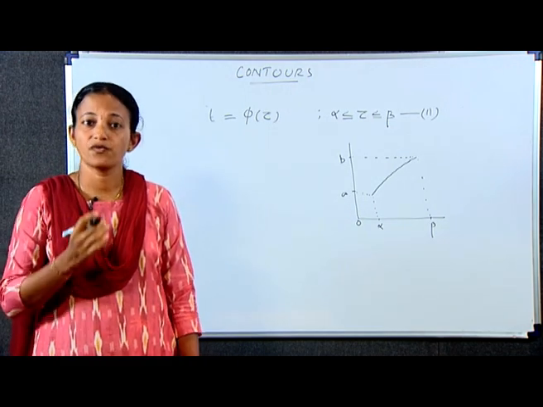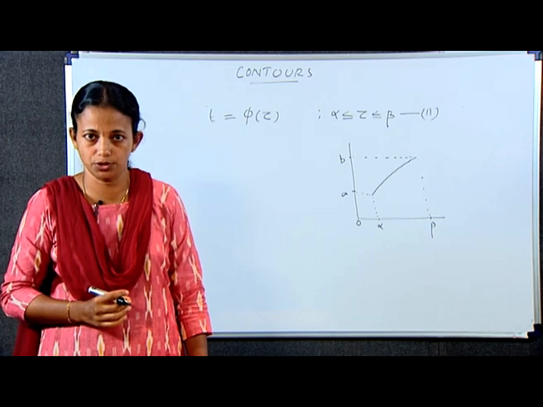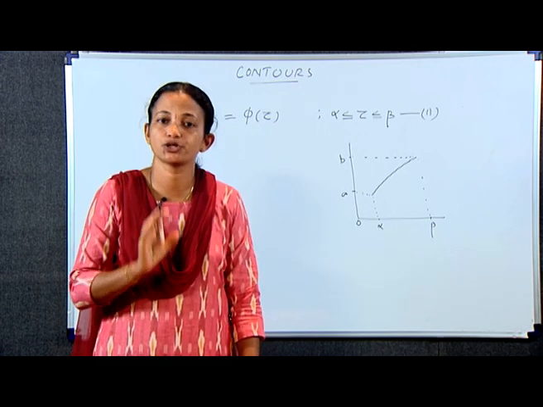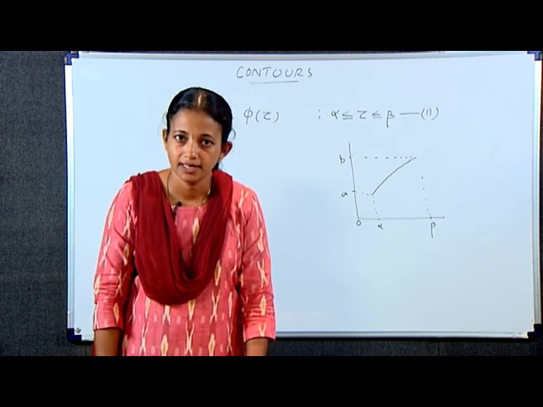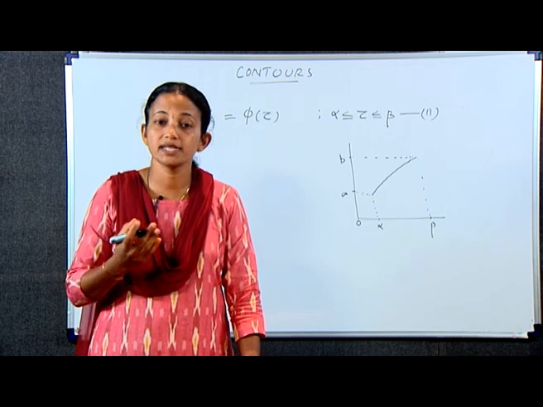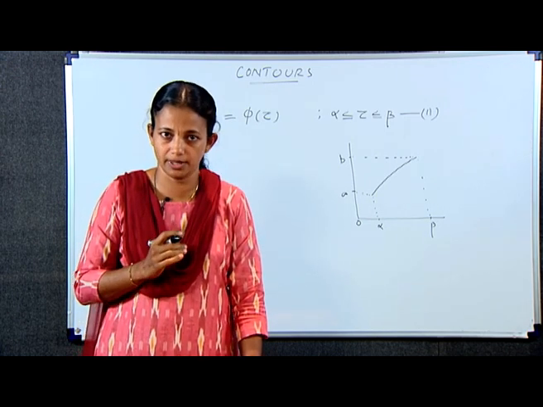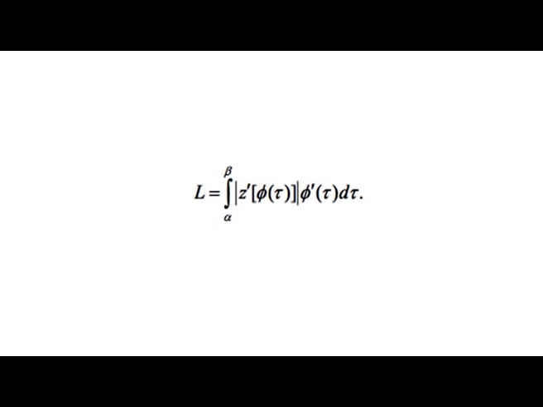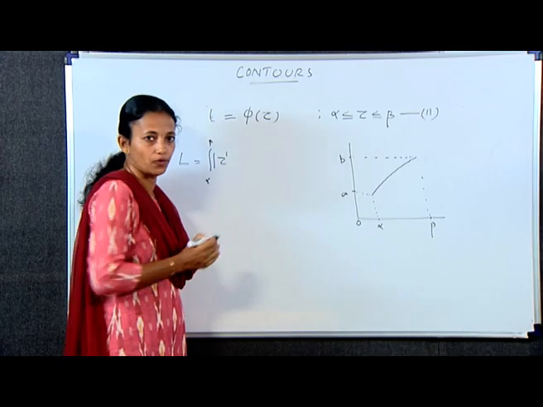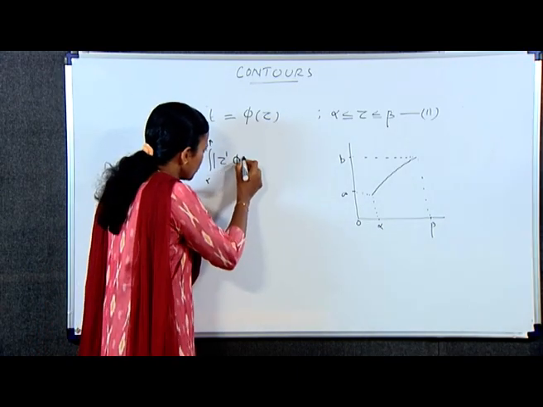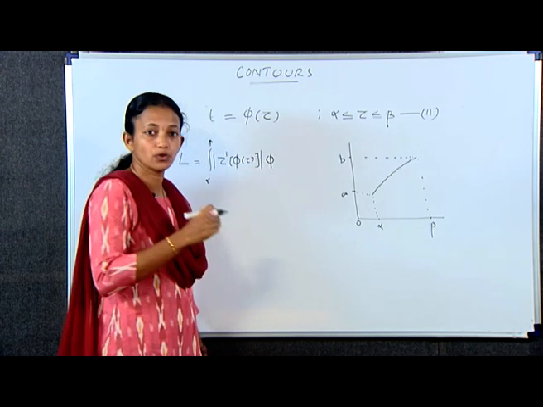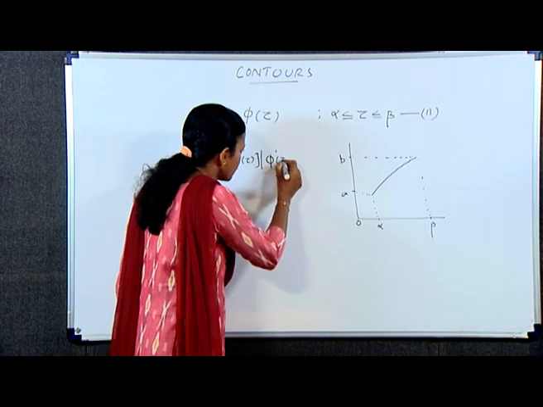We assume that phi is continuous with a continuous derivative. We also assume that phi dash of tau is greater than 0 for each tau. This ensures that t increases with tau. With the change of variable indicated in equation 11, expression 10 for the length of C takes the form L is equal to the integral from alpha to beta of mod z dash of phi of tau into phi dash of tau d tau.